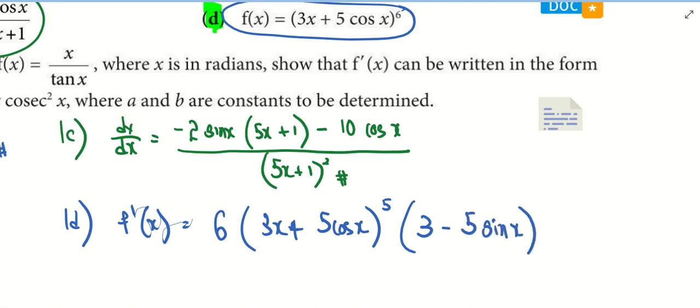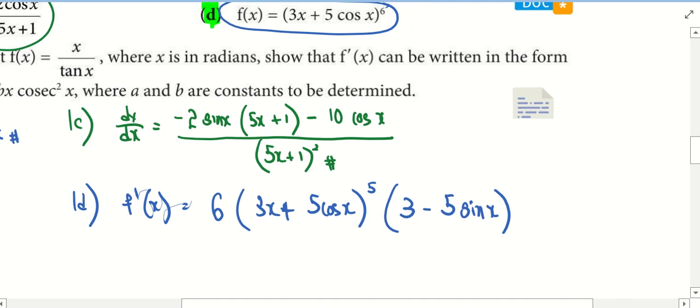5. Okay, again, do you think I need to expand? No need, there's a power 5 binomial. You expand to your 6th term, make it very messy. No need. This is already factorized form. This is already very good.